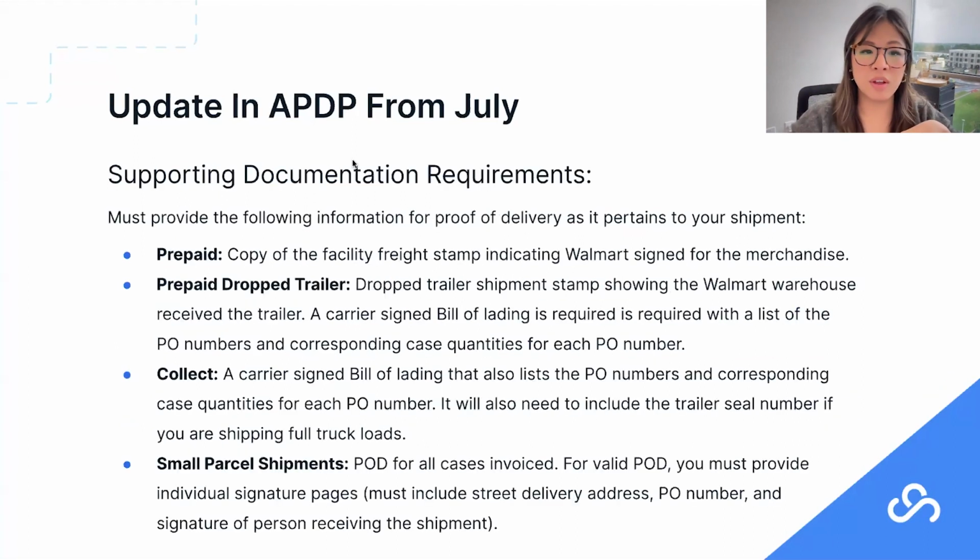More information just around supporting documentation requirements. This is updated from APDP. If you're prepaid, for example, you need the facility freight stamp indicating Walmart signed for the merchandise, prepaid drop trailer, collect, small parcel shipments, etc.